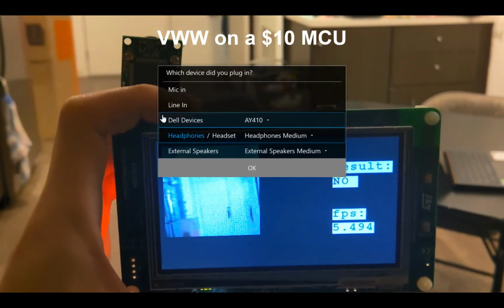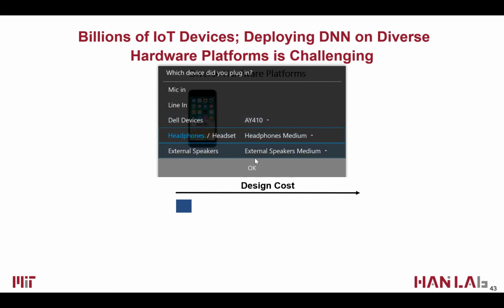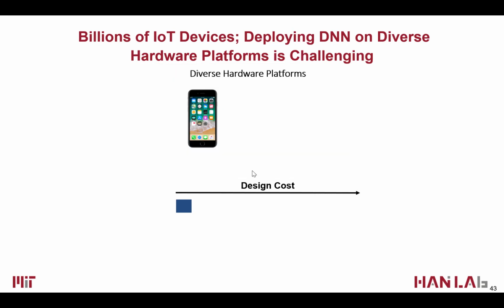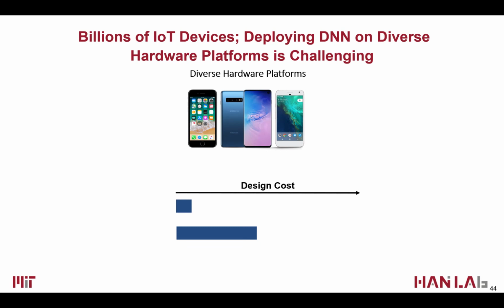So far, we have discussed how to efficiently design a specialized model for a specialized target task and the target platform. However, if we have several products, we have to repeat the architecture search process and retrain the model from scratch for each scenario. This will lead to a linearly growing design cost, which will quickly become unaffordable.